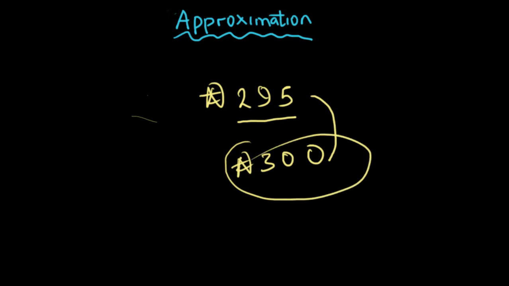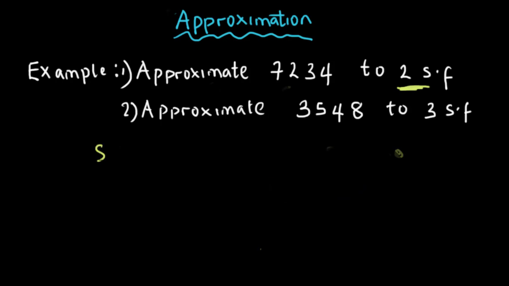So approximation is not the exact figure, but it's so close that you can still make use of it. Does that make sense? Now let's take some examples. So let's take the first question. We have approximate 7,234 to two significant figures.